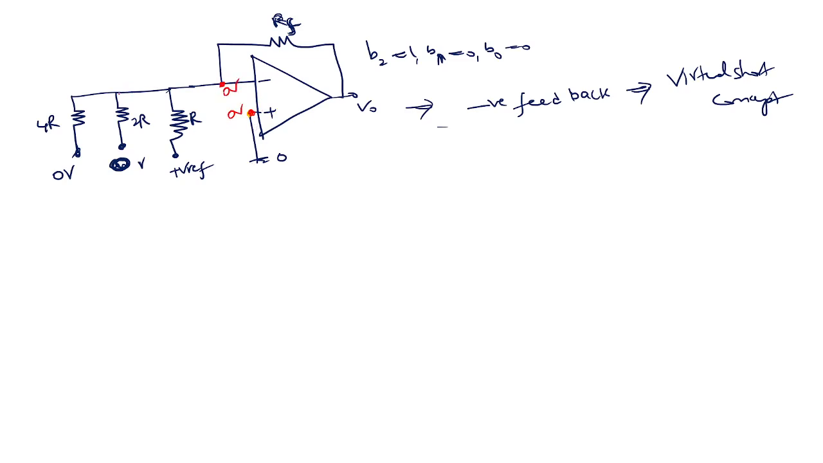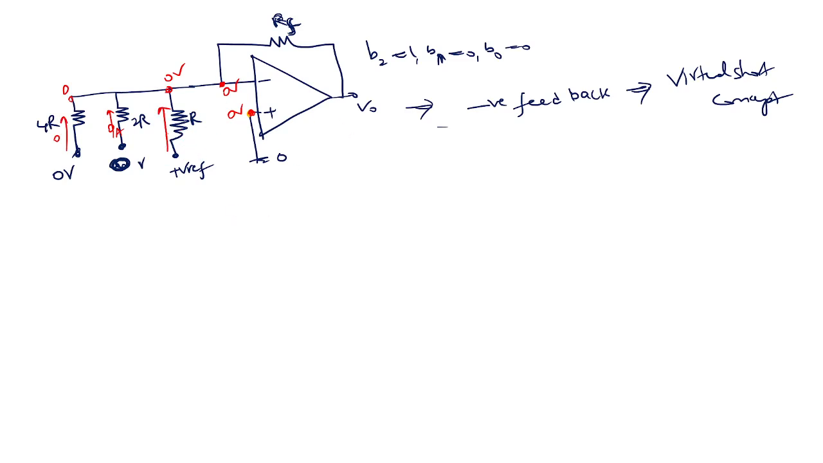Now you look at this. This node is at 0 volt, right? So this is 0, this is 0, there is no current that flows through. This is 0, this is 0, there is no current flowing through. Only current flows from here, right? So, and if I simplify it, and you already know this, right?